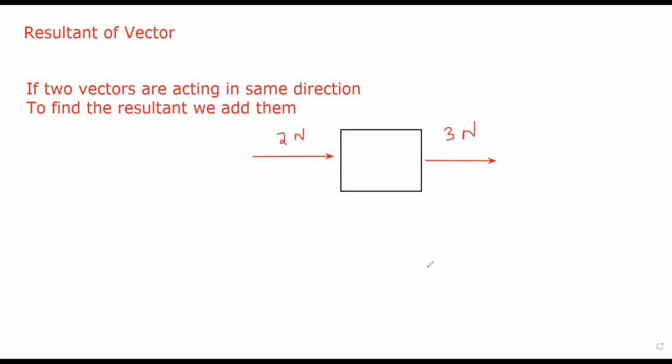If two vectors are acting in the same direction, to find the result, we simply add them. So when I add 2 Newton and 3 Newton, both acting towards the right, the result is 5 Newton towards the east, or 5 Newton towards the right hand side. So when two vectors act in the same direction, we simply add them.